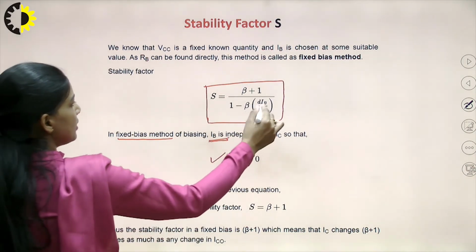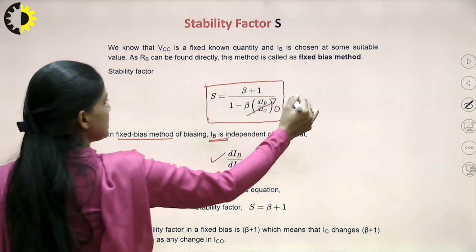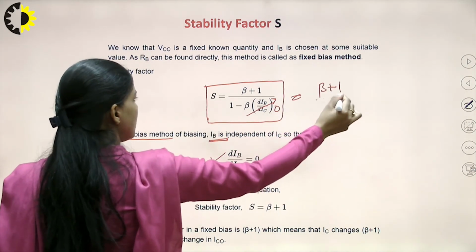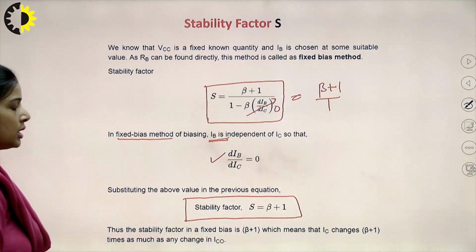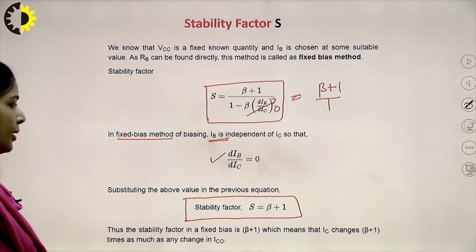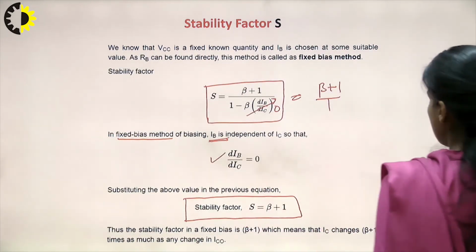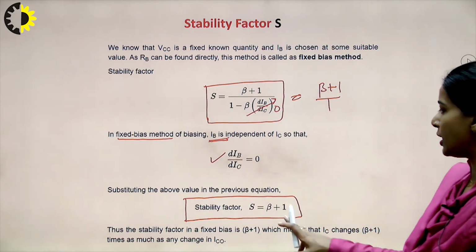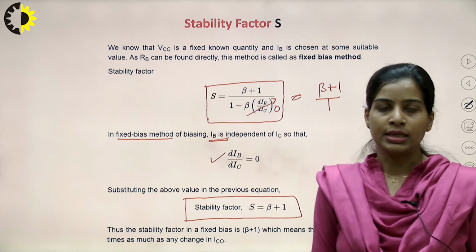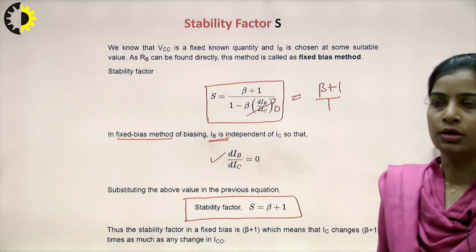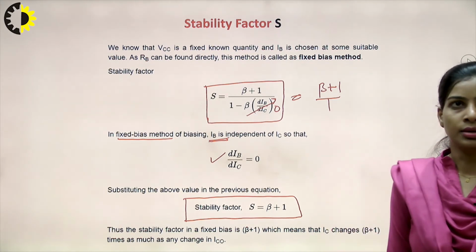So putting 0 for the fixed bias configuration, we get beta plus 1 upon 1. So the stability factor for the fixed bias configuration is beta plus 1. Beta has a larger value, so we can see the stability factor of the fixed bias configuration has larger values.